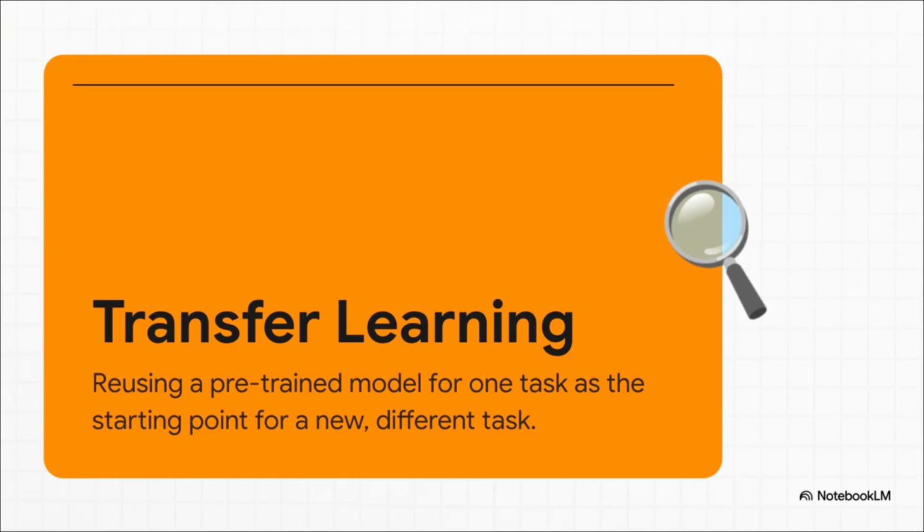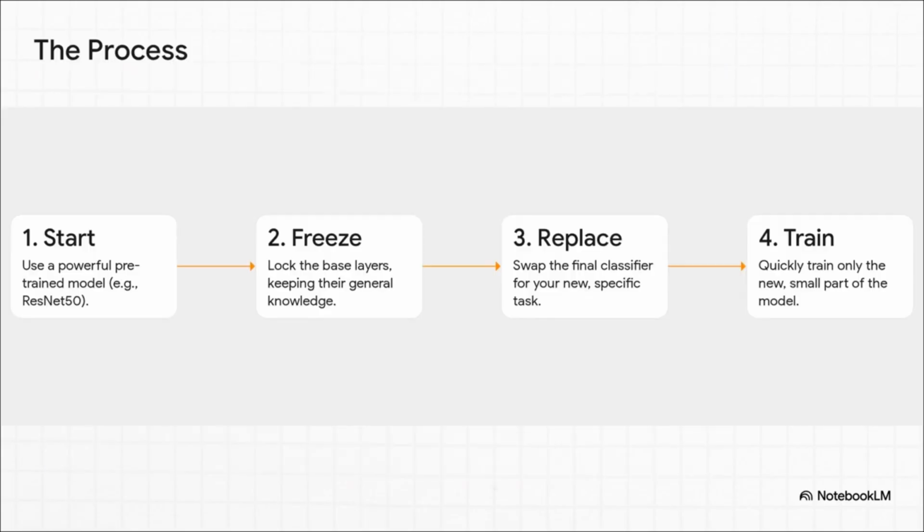And really, when you break it down, it's super intuitive. Think of it like this: learning to ride a motorcycle. You don't start from absolute zero, do you? Of course not. You transfer everything you already know about balance, steering, and braking from riding a bicycle. You're just reusing that core skill set for a new but related task. That's all this is.